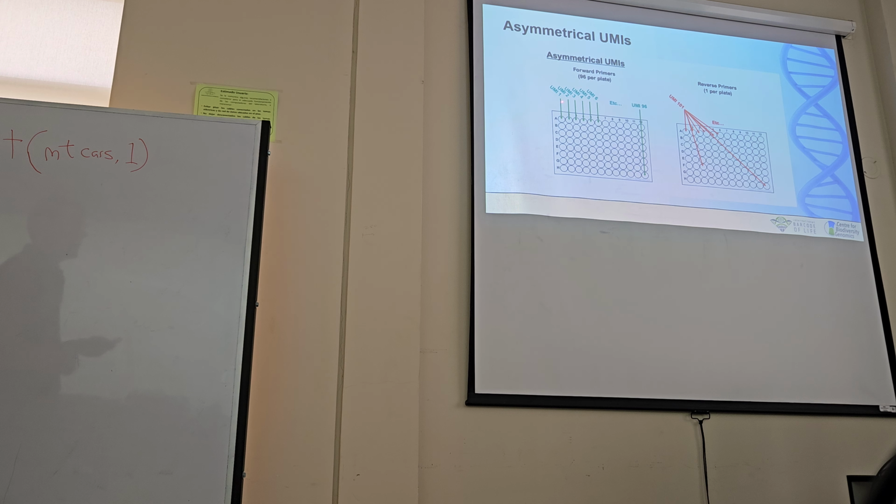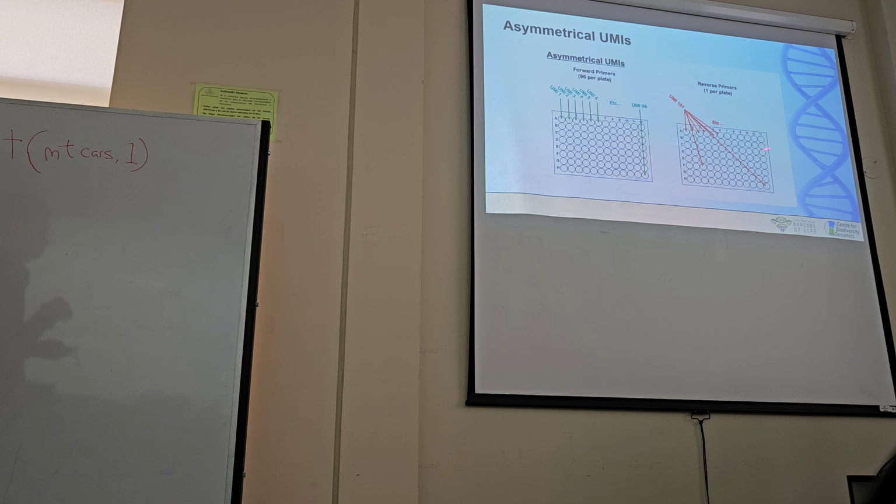Asymmetrical UMIs. This is where the UMI on the forward and the reverse primer are different from each other. Our system at least can go either way around, but in our case, the forward primer is exactly as I showed you before, it is 96 unique UMI sequences. But then on the reverse end, the reverse primer is one sequence for every plate.